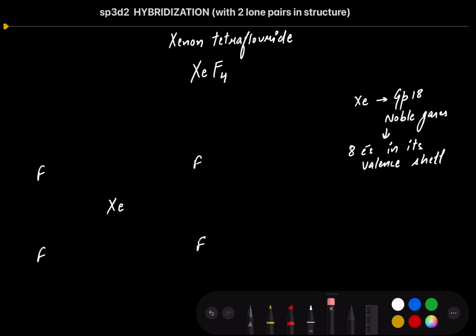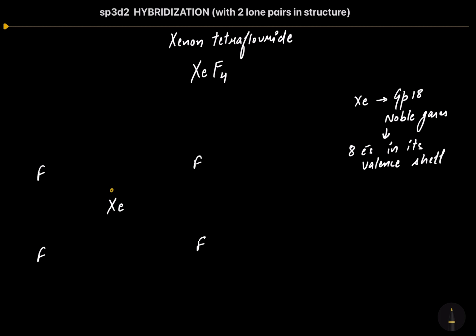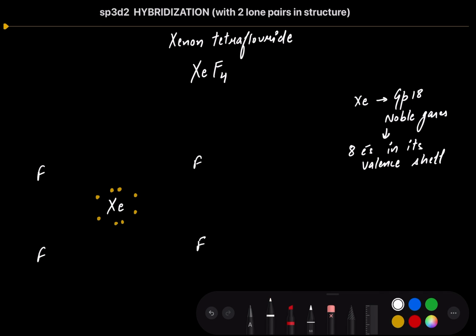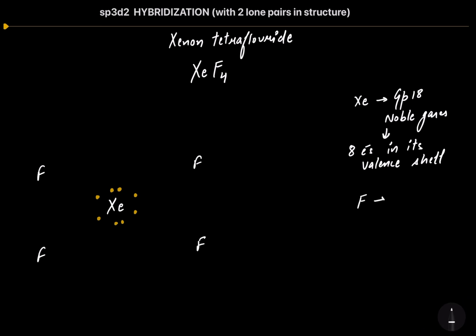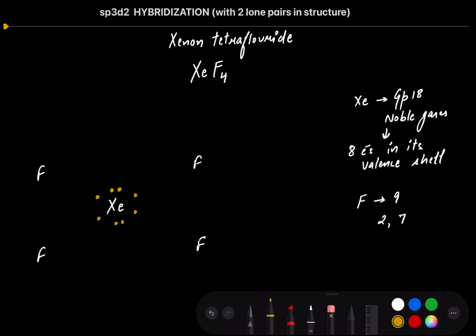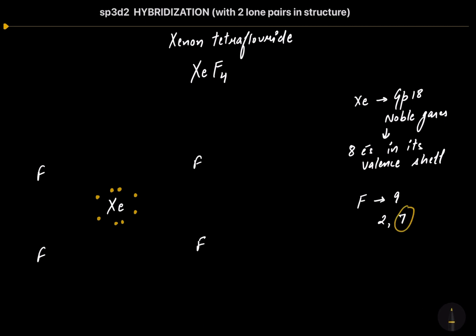So see the Lewis structure, that's the first electron, second electron, third electron, fourth electron, fifth electron, sixth electron, seventh electron, and the eighth electron. Now let's talk about the fluorine. What's the atomic number of fluorine? That's 9. So its configuration will be 2, 7. That means fluorine is going to have 7 electrons in its valence shell. So let's mark 7 electrons around all the fluorine atoms.